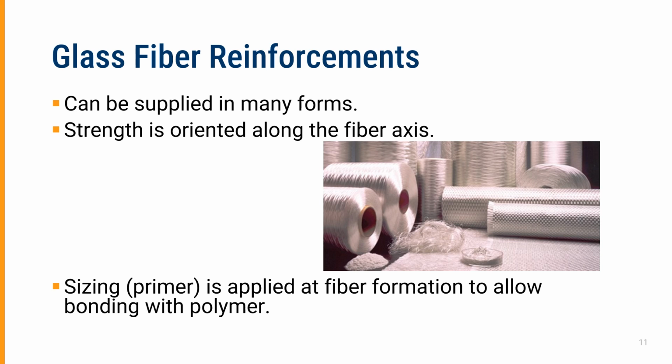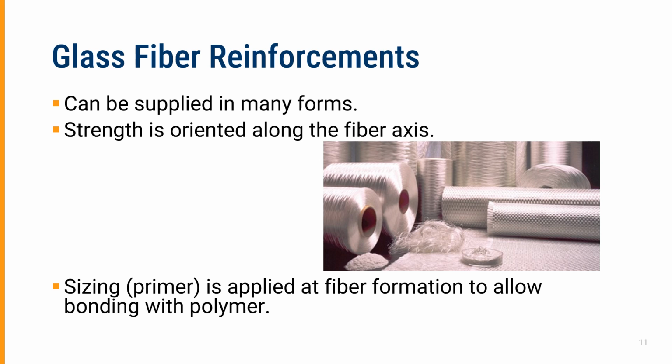Glass fiber reinforcements come in a broad variety of styles, but essentially they all consist of individual fibers of glass pulled from a bushing on the discharge of a glass furnace. Normally, a glass fiber is about 13 microns in diameter, so it's about a fifth the diameter of a human hair.